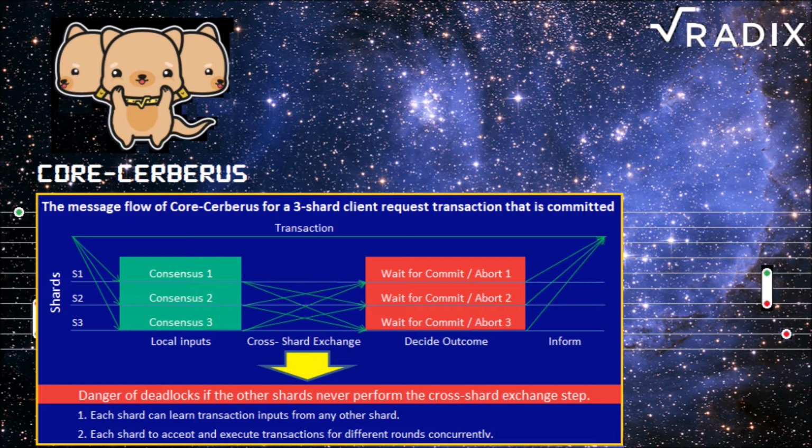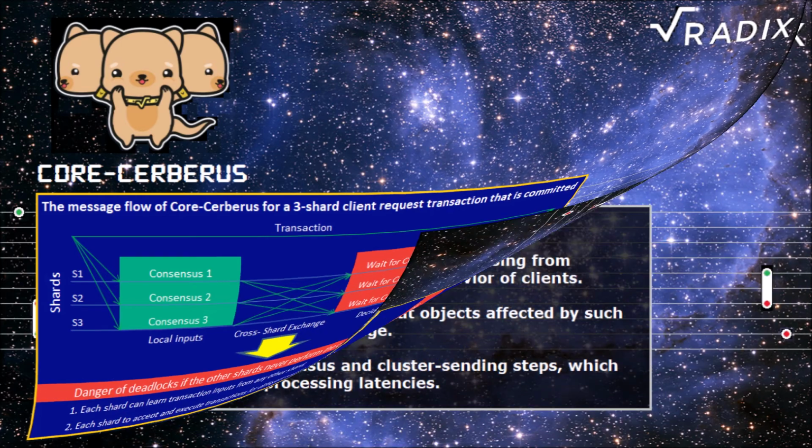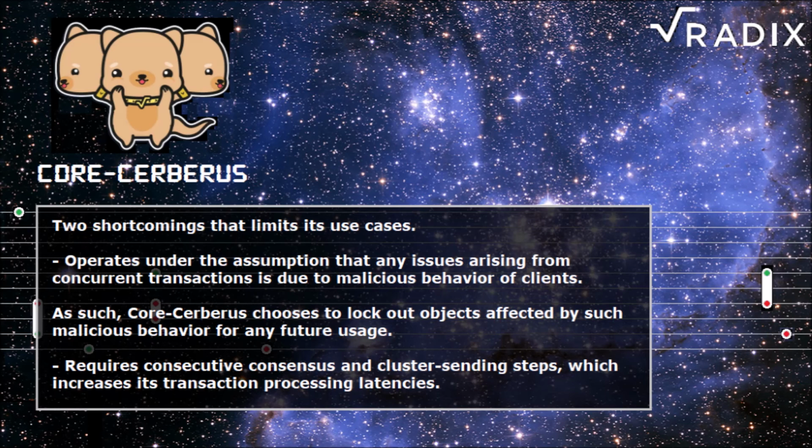Second, concurrent resolution. To deal with concurrent transactions, we allow each shard to accept and execute transactions for different rounds concurrently. Although the design of Core Cerberus is simple yet effective, we see two shortcomings that limit its use cases.